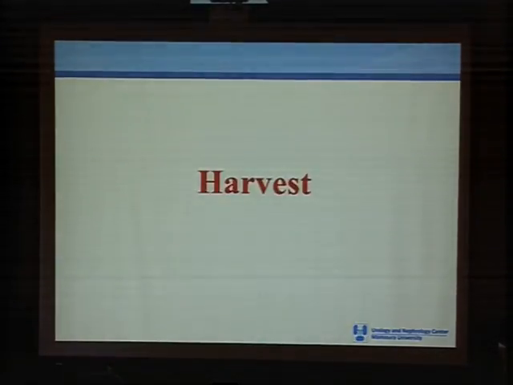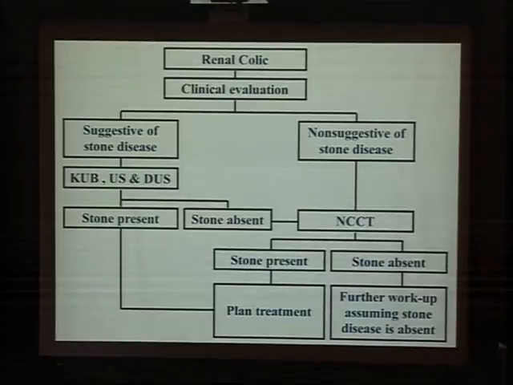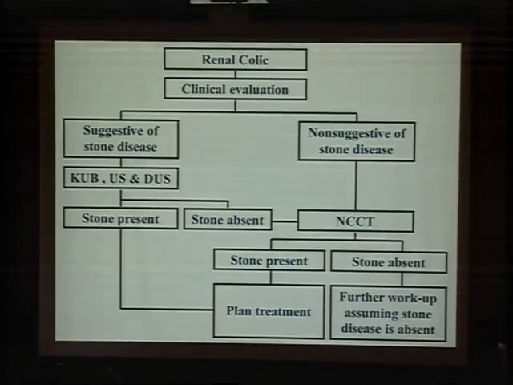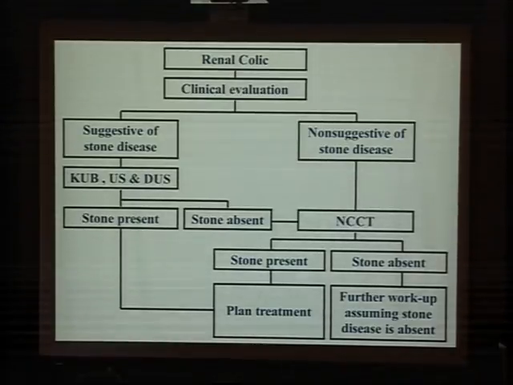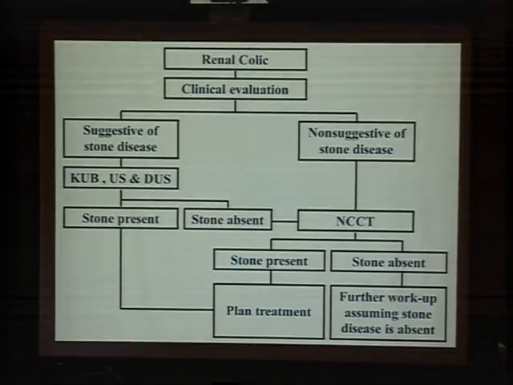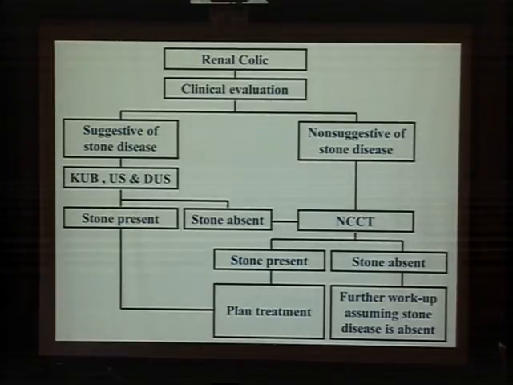So I'm going to conclude. For acute obstruction, if you have a patient with acute flank pain, you do clinical evaluation. If it is non-suggestive of stone disease, you go directly to non-contrast CT. If you diagnose a stone, you plan treatment. If the stone is absent, you do further workup, assuming stone disease is absent.